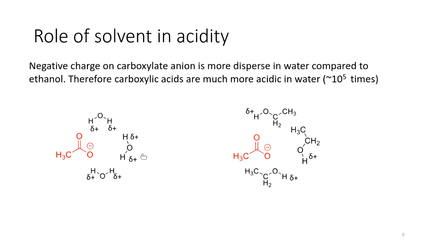Compared to ethanol, which is a less polar solvent, we only have one significantly polar OH bond here. The interactions between the carboxylate and the ethanol molecules are going to be less than the interactions in water. And so you have this negative charge that is more available to reform the OH bond. So acidity in water is going to be much greater, up to 10 to the 5. That's a pretty big number. 10 to the 5 times greater in water than it is in ethanol. Right? Did that help, Shanae?